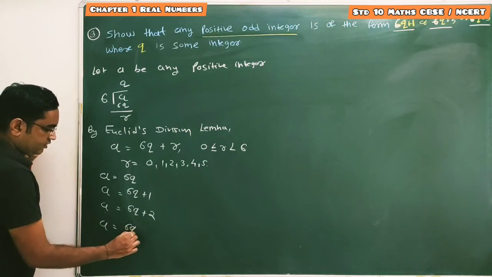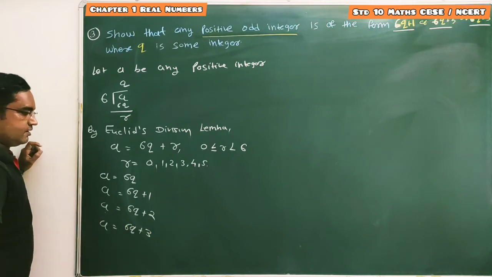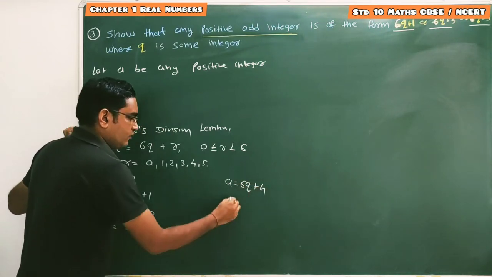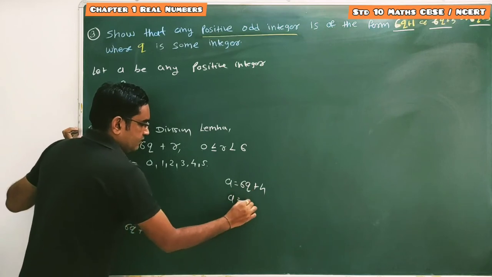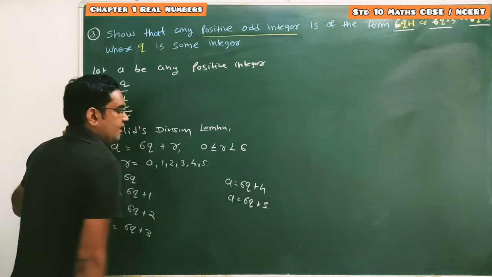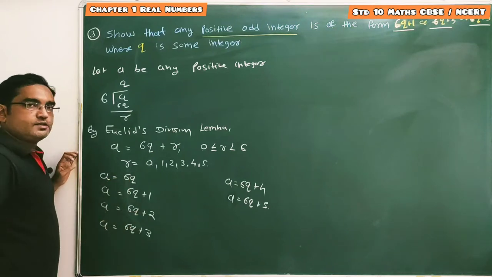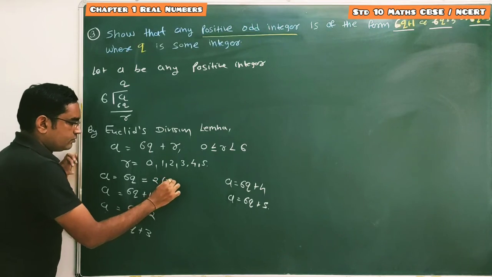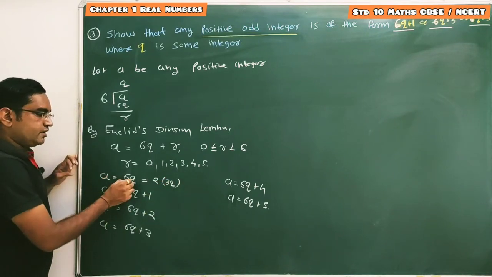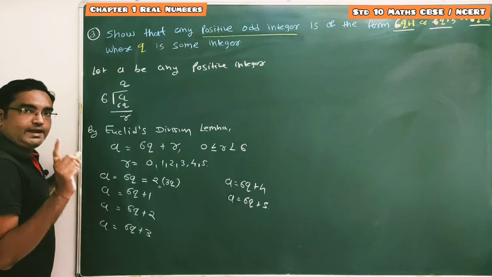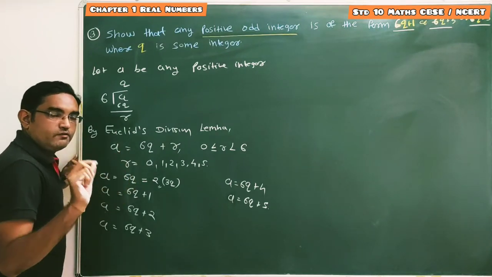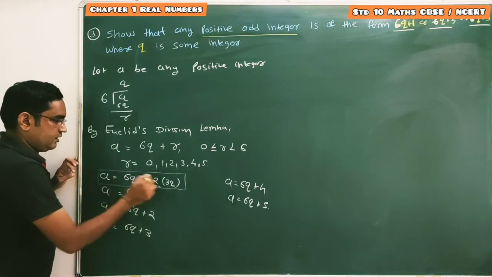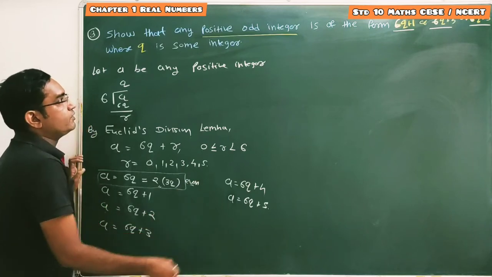A is 6q plus 3 when r is 3, or a can be 6q plus 4 when r is 4, as well as a can be 6q plus 5 when r is 5. These are the total 5 possibilities for r. Now here a equal to 6q is nothing but a multiple of 2. So any number which is a multiple of 2 is an even number, so here a is an even number. Now we have to prove it for the odd number.